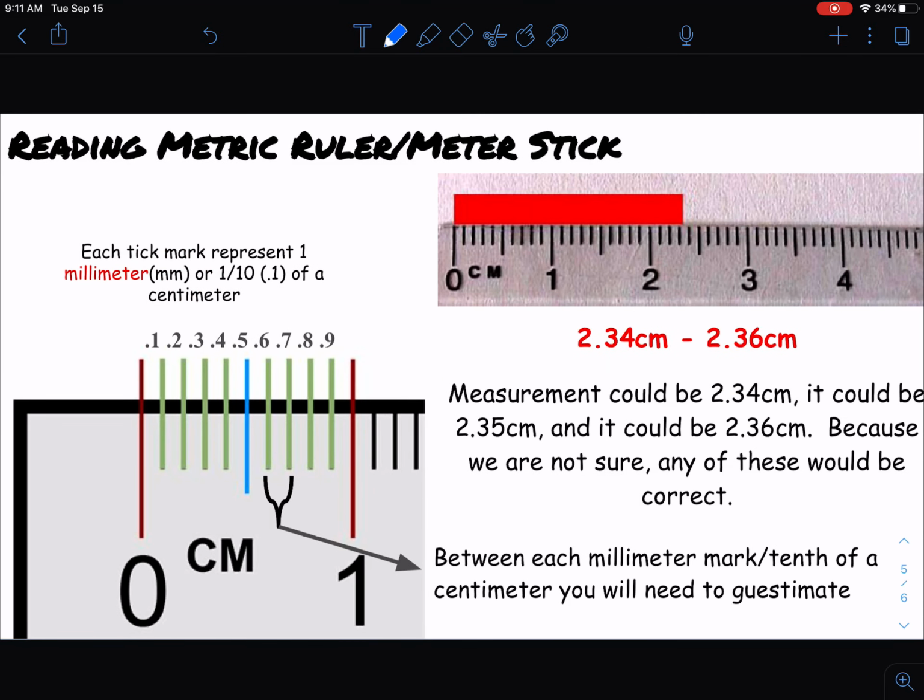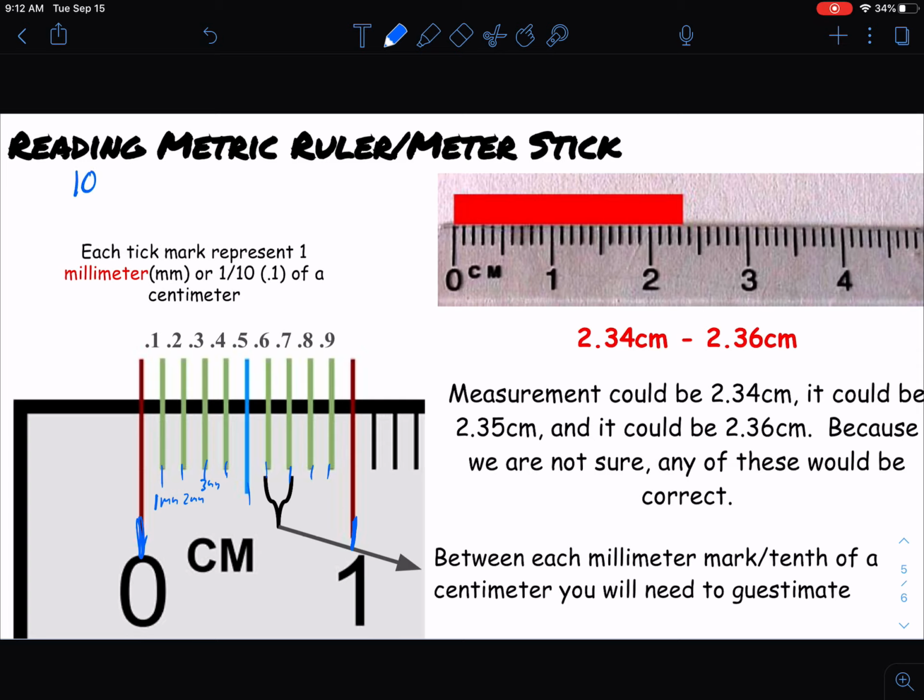Now we're looking at reading a metric ruler or a meter stick. With every meter stick and every metric ruler, what you're going to see are all these little tick marks here. Each one of those tick marks is 1 millimeter, so that's 1 millimeter. That would be 2 millimeter, 3 millimeter, 4 millimeter, 5 millimeter, all the way up. And then each of the big lines would be your centimeters.